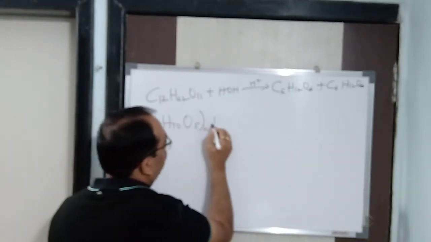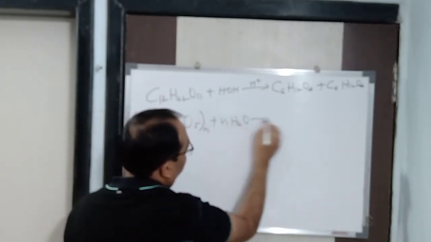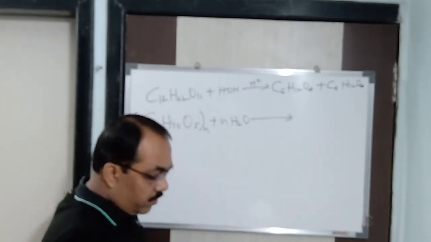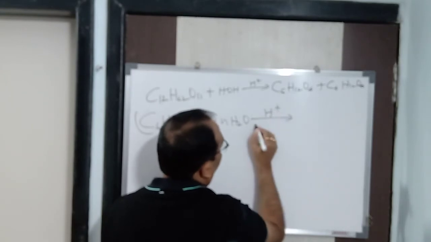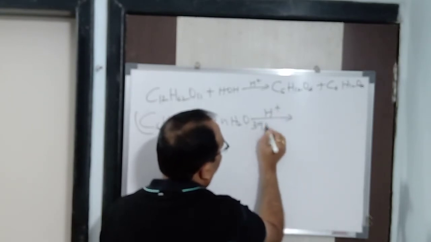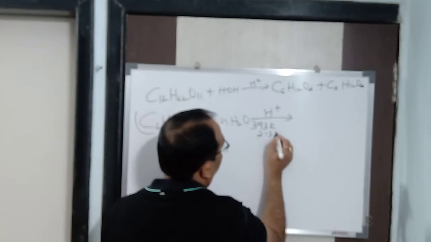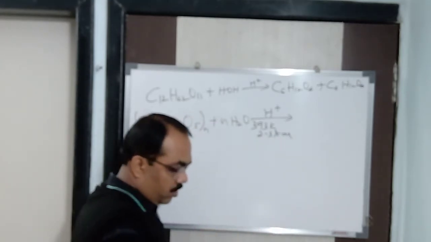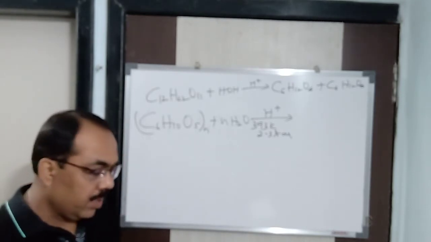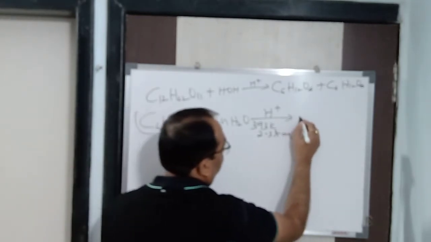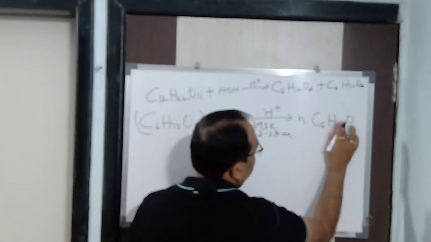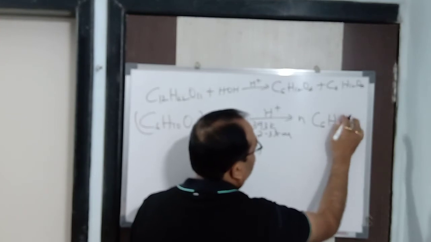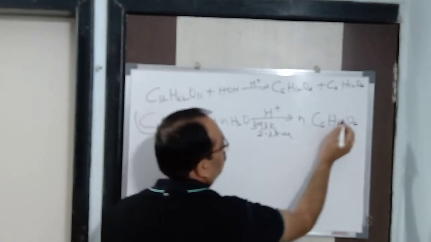Now, when it reacts with n molecules of water under certain conditions, the conditions here will be in presence of acidic medium, around 393 Kelvin and 2 to 3 bar atmospheric pressure. So what will you be getting? The product is glucose, n molecules of C6H12O6.